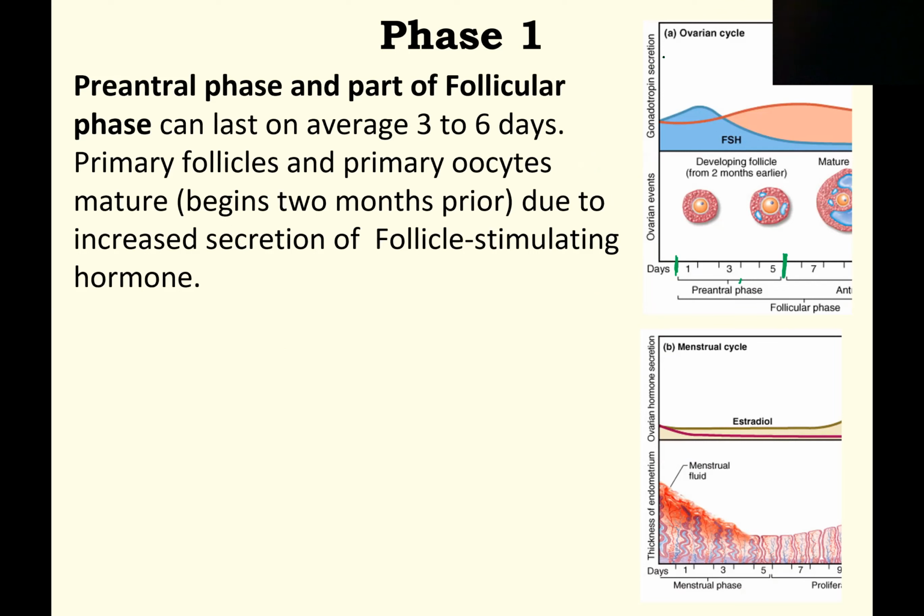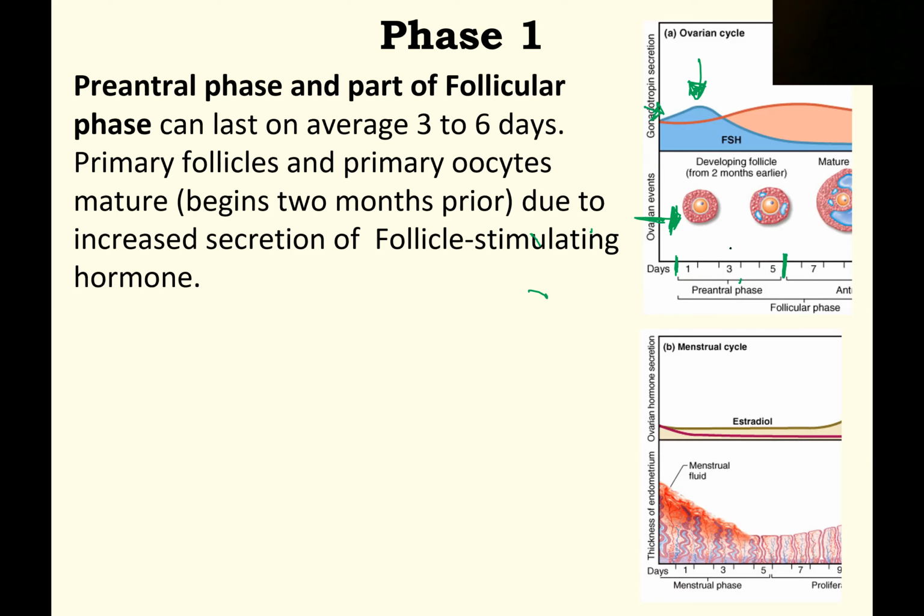Primary follicles and primary oocytes are going to mature. Now, keep in mind that this started 2 or 3 months ahead of time and now reaches a culmination point. Again, because of follicle stimulating hormone, and that's this blue increase here. Notice it started previously, so it does start, and then it's going to decline.